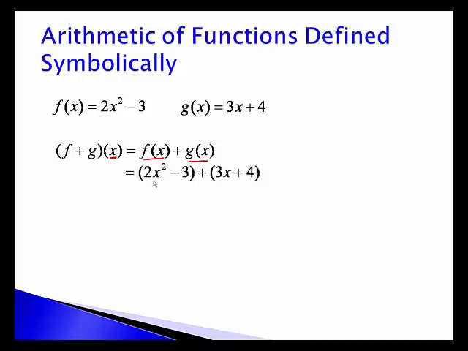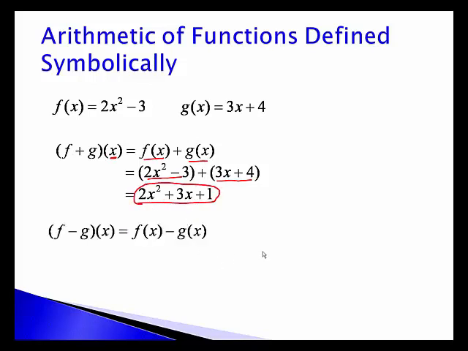Well, let me remind you, f of x is 2x squared minus 3, and g of x is 3x plus 4. You'll probably want to put these in parentheses, and I'll show you why in just a minute. But for right now, what we want to do is combine like terms. When I do that, I'll get 2x squared plus 3x plus 1. So f plus g of x is equal to this.